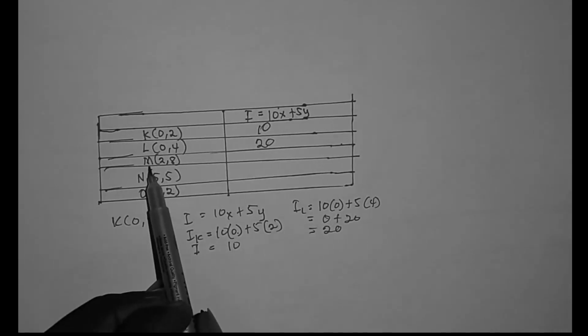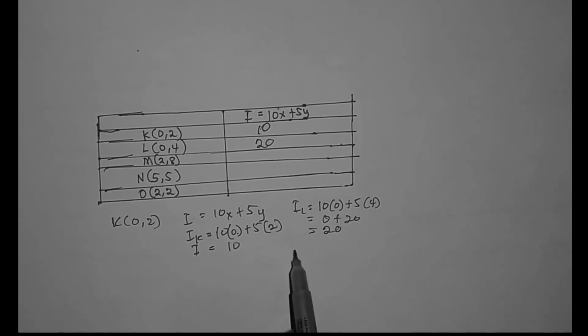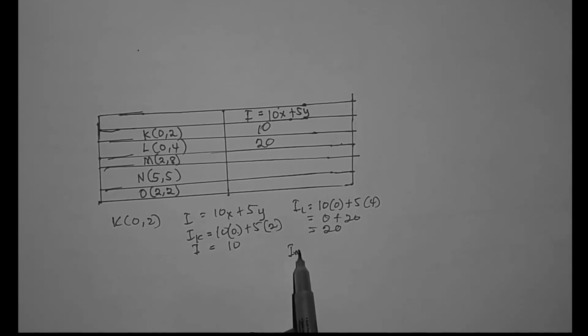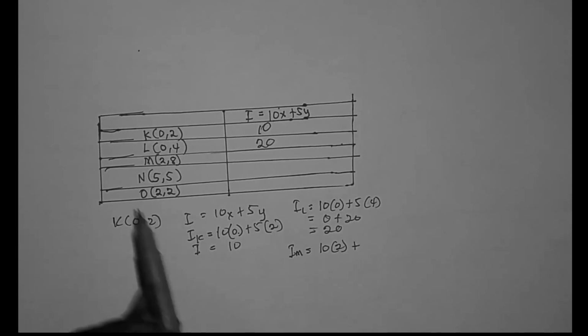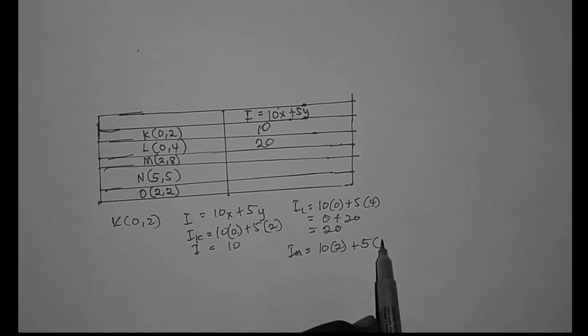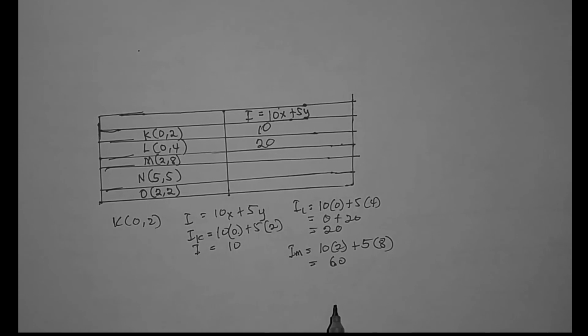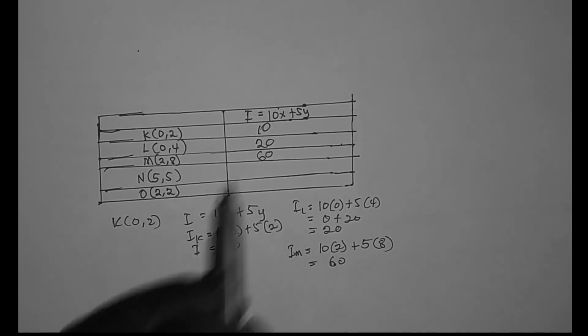Then M is (2, 8). So let me solve M here. I of M is equal to 10 times 2 plus 5 times 8. And then this will give you 60. 10 times 2 is 20, 5 times 8 is 40, 20 plus 40 is 60. So this part is 60.